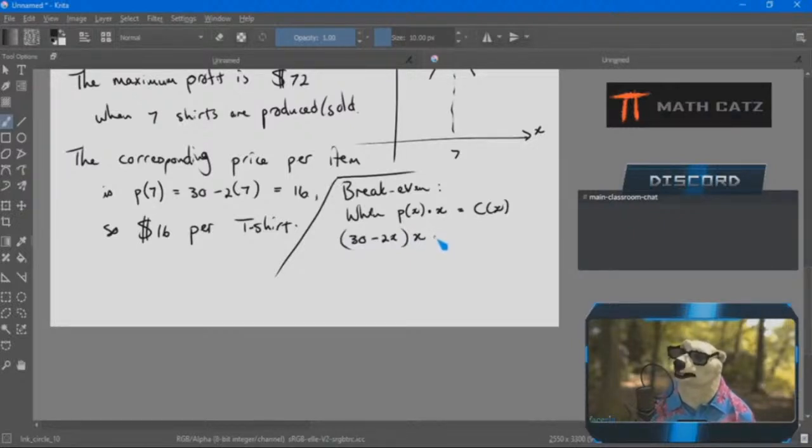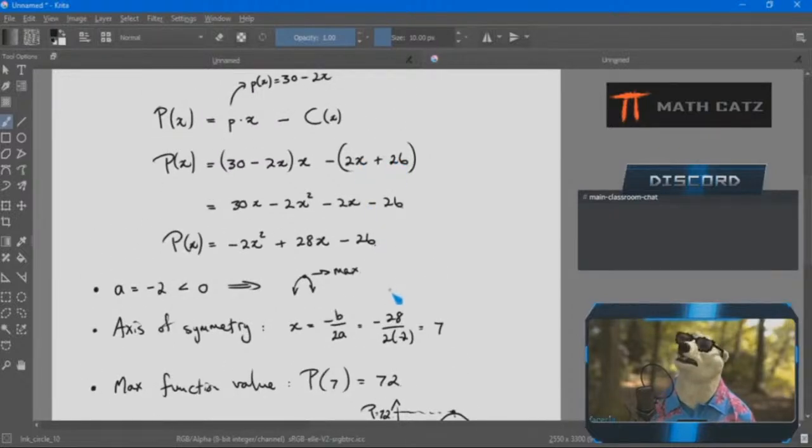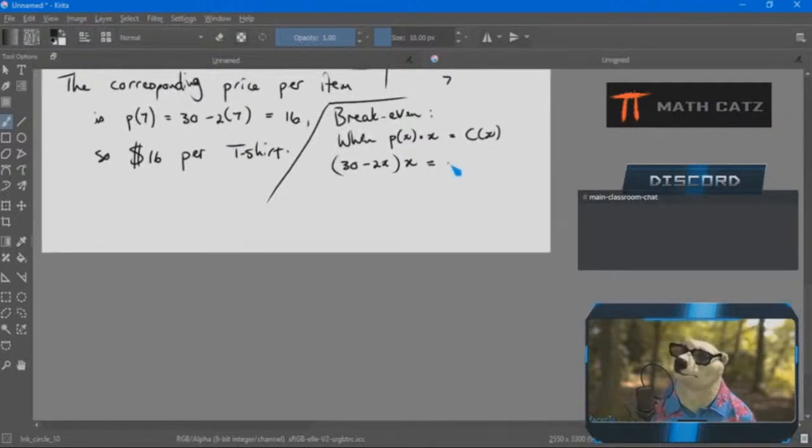I should make a new page, shouldn't I? This is not going to be enough space, I don't think. What was the cost function? 2x plus 26. Maybe we can squeeze it in here. So then this is 30x minus 2x squared equals 2x plus 26.